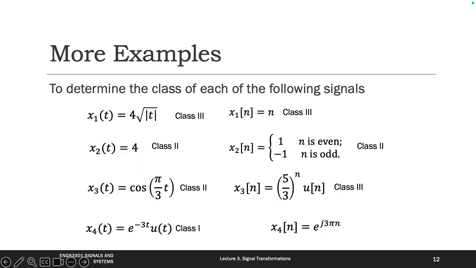This one, actually, you can see what's the difference between this one and this one. There is a j. What does that mean? If there is a j, what equation can you use? The Euler equation. Which means it is a periodic signal because it can be transformed to the sine and cosine form. Am I right? So it will be class 2.